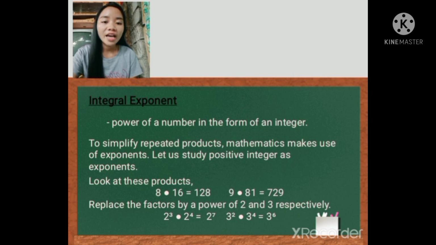And for 9, we have 3 to the power of 2, and for 81, we have 3 to the power of 4. And that's what we have done in 8 times 16. So, just copy the coefficient 3 and add the exponents 2 plus 4 equals 6. So, our answer is 3 to the power of 6, which is 729.